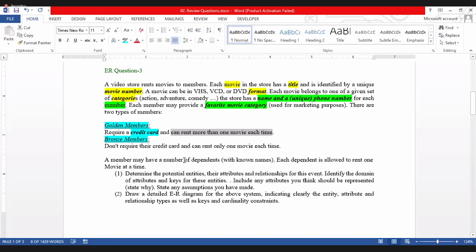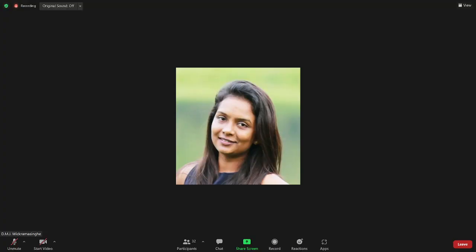A member may have a number of dependents with known names. They have a number of dependents. Each dependent is allowed to rent one movie at a time. They just only have a name, right? These are the main things we have to highlight. Okay. Now let's draw this one.